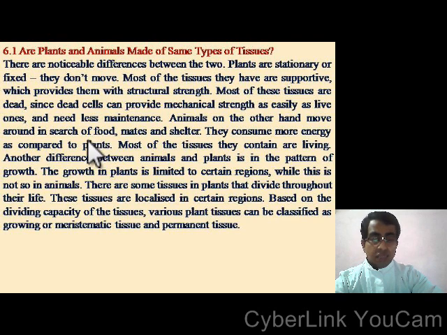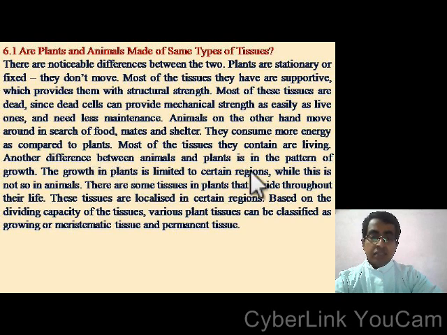Animals, on the other hand, move around in search of food, in search of mates and shelter. They are not stationary. They need more energy than plants, and most of the tissues they contain are living tissues.